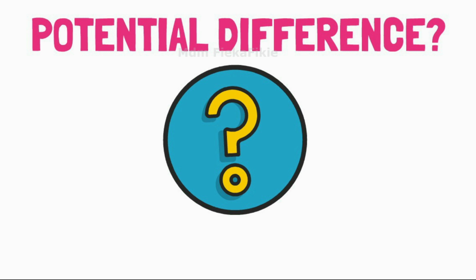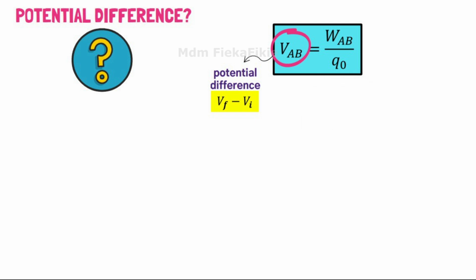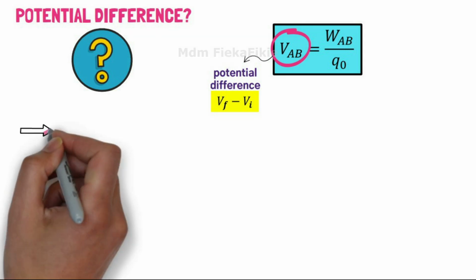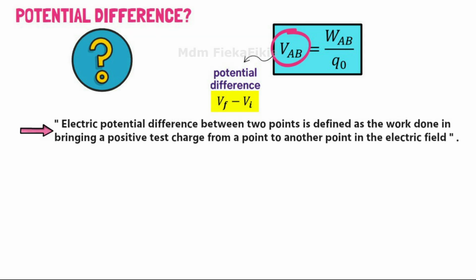What is potential difference? Alright, so based on this equation, we can see here that VAB is the potential difference, V final minus V initial. So based on this equation, let's say we have point A and point B, where point A and point B are not located on the same equipotential surface. So, the electric potential difference between these 2 points is defined as the work done in bringing a positive test charge from a point to another point in the electric field. Okay, so this is the definition.